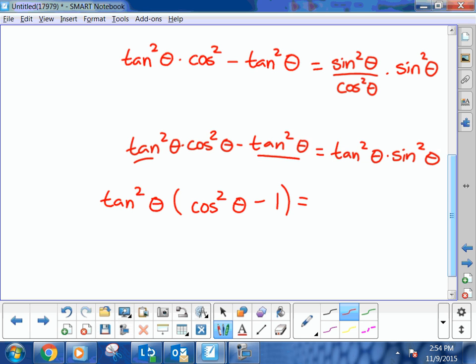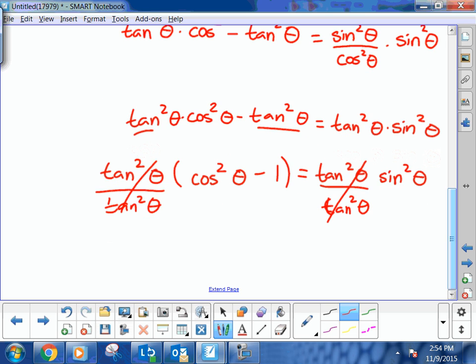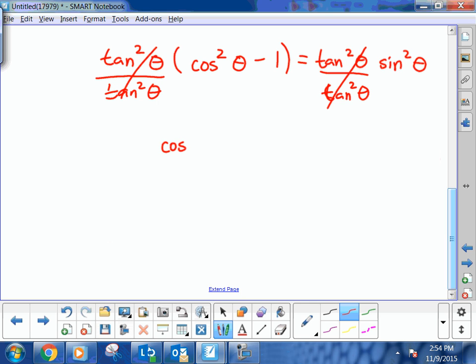We're doing this because this is how they make these problems. These problems are done in this exact same fashion. Afterwards, we'll notice that we have these tangent squared thetas that could divide outright. So we divide the tangent squared theta, it cancels, and we divide it here, and it cancels. Now we go back to cosine squared theta minus 1 is equal to sine squared theta.